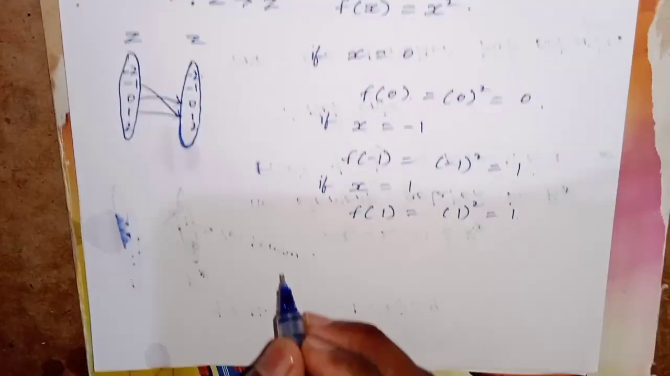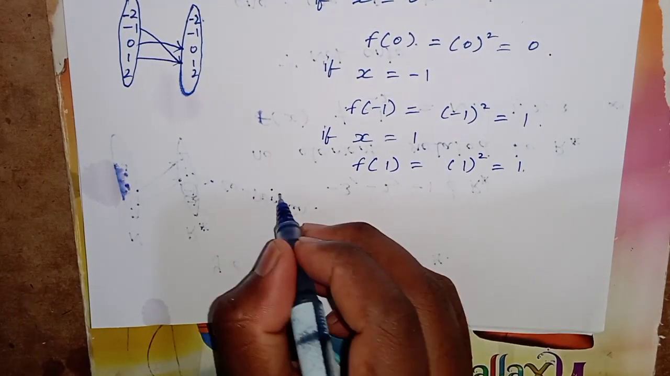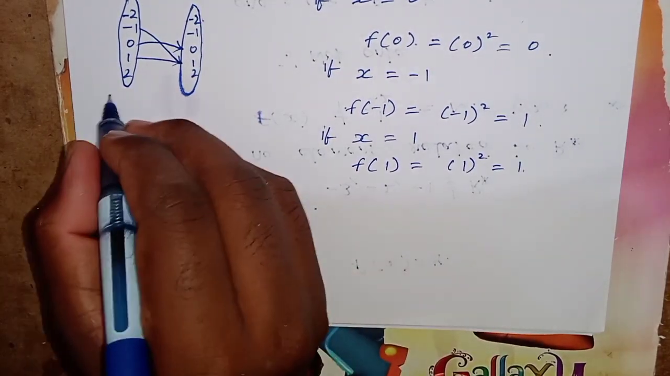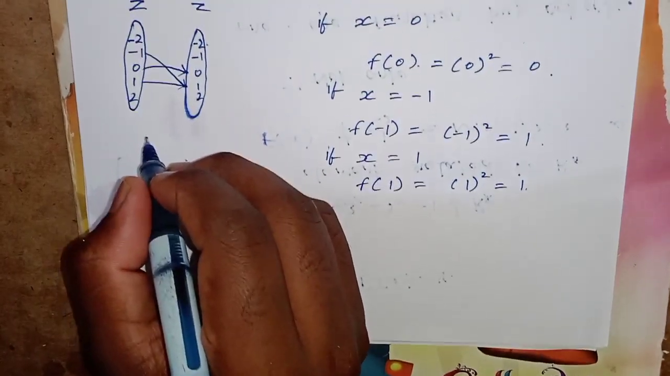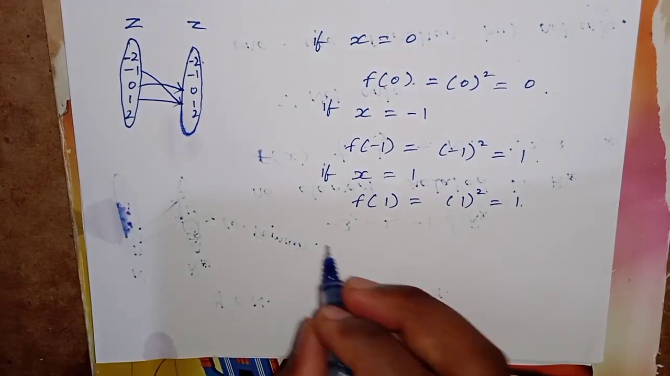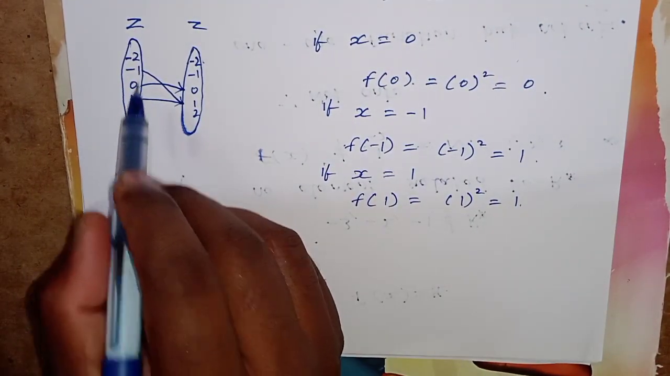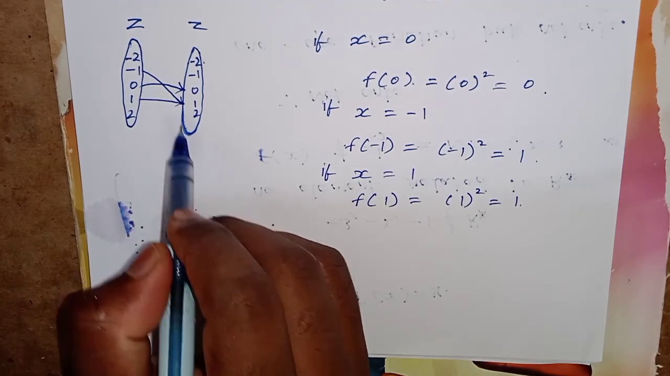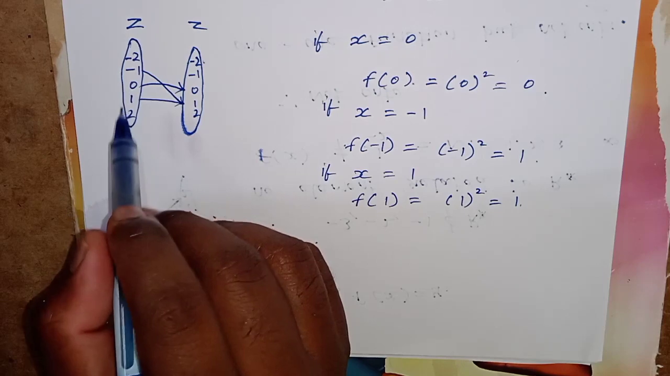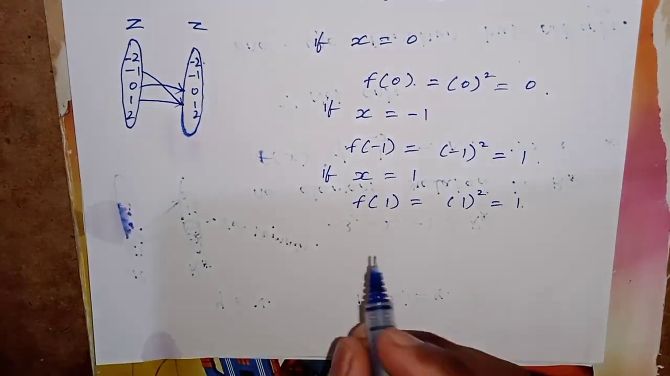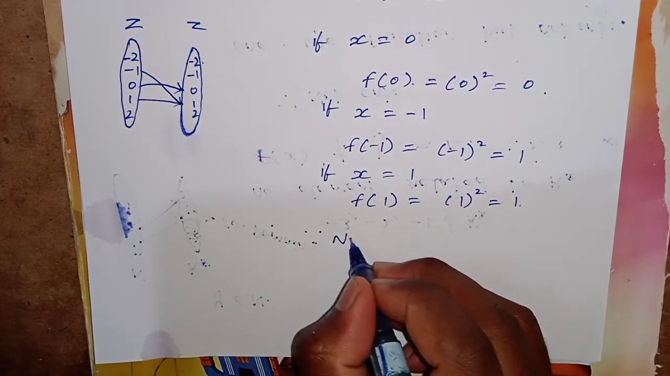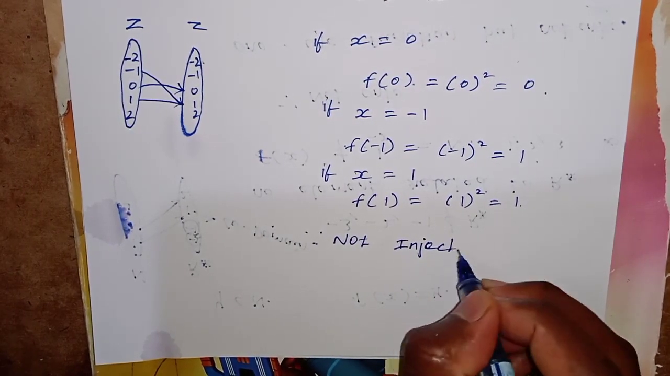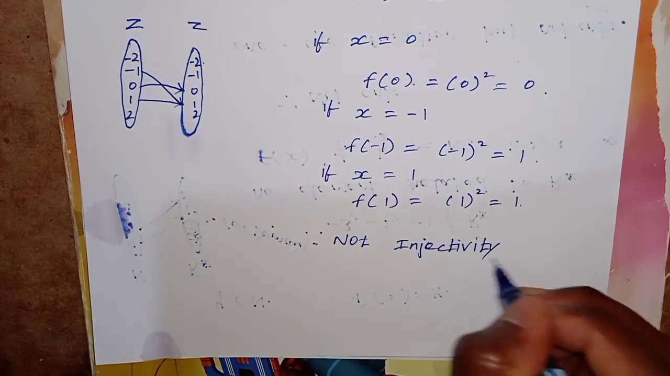Therefore, for checking whether it is one-one, injective, we have to check the domain. In the domain, -1 and 1 have the same image in the codomain. Therefore it is many to 1. Therefore it is not injective.